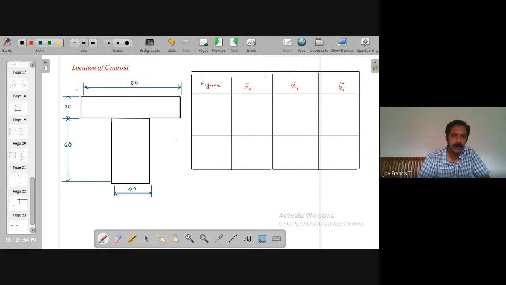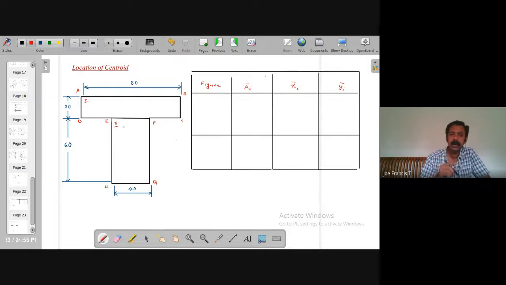One rectangle is ABCD, a rectangle like this. So this is our figure 1, and this is another rectangle, EFGH. So this is our second figure. So we divided our composite section into two simple figures.